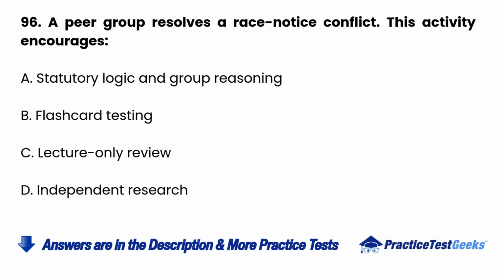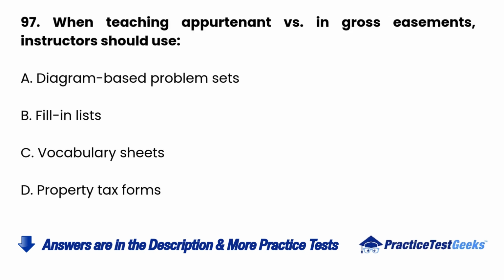96. A peer group resolves a race notice conflict. This activity encourages A. Statutory logic and group reasoning. B. Flashcard testing. C. Lecture-only review. D. Independent research. 97. When teaching appurtenant versus in gross easements, instructors should use A.